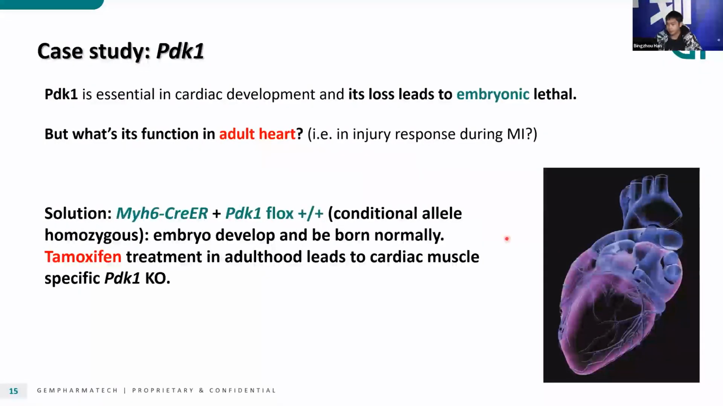Also, we already know that PTK1 is essential in cardiac development, but what is its function in the adult heart? If we do a myocardial infarction surgery on the mice, we want to see if it is functional in the heart injury response, or if it may contribute to the regeneration capacity of the heart. In this case, we can use the myosin heavy chain 6 promoter-driven Cre-ER to cross with the homozygous flox mice of PTK1. Because we don't give any induction in early development, the PTK1 function will be retained in the embryonic heart, and it could develop and be born normally. Then in adulthood, we could inject tamoxifen into the mice and lead to cardiomyocyte-specific, or Myh6-positive cell, deletion of PTK1 and loss of function. Then we could do the subsequent experiments to see its function in adult heart maintenance or injury response.